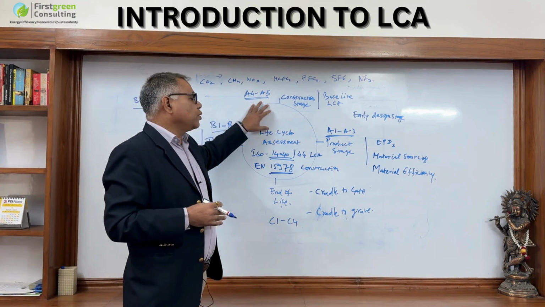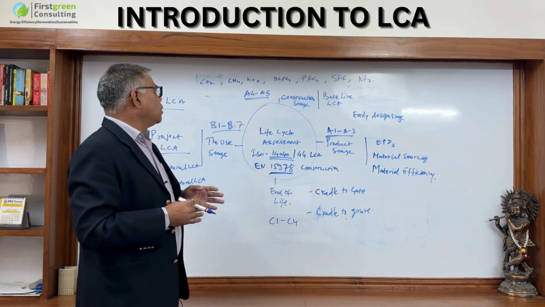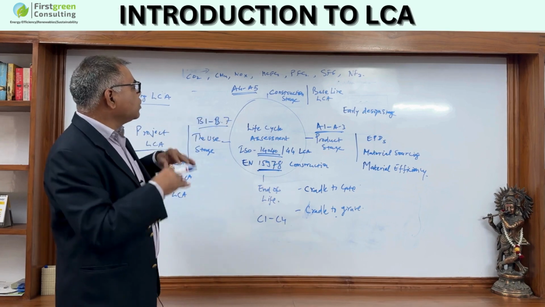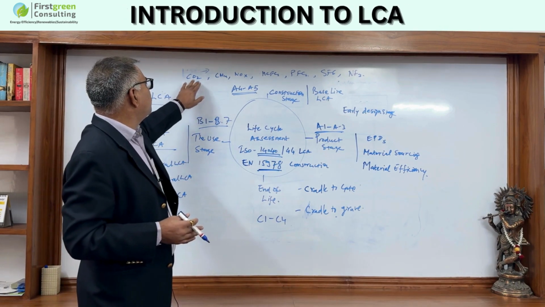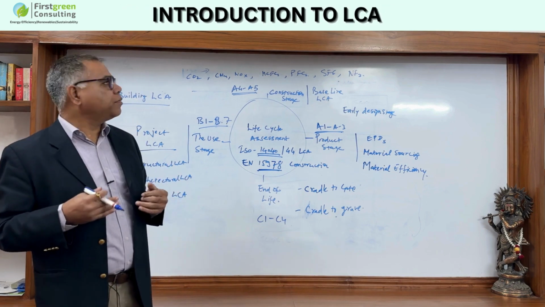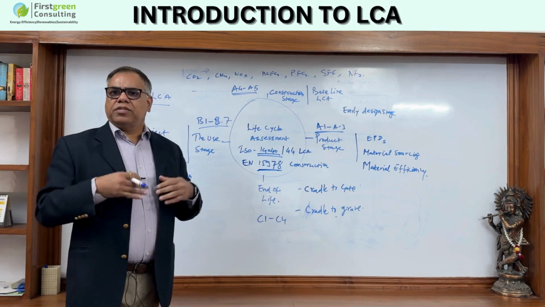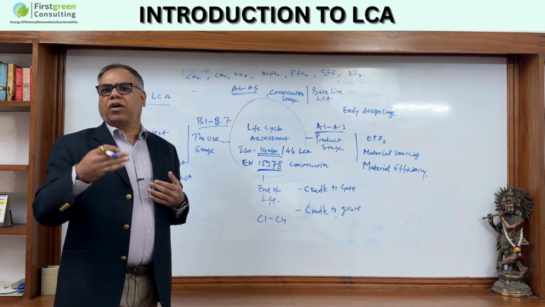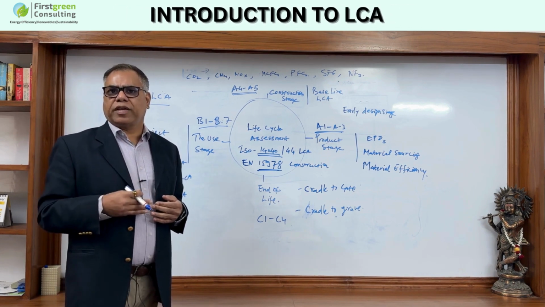For this purpose, you can calculate the individual emissions happening. We have already discussed what the emissions are. They are CO2, CH4, N2O, HFC, PFC, SF6 and NF3. These are the 7 categories of emissions which are generally accounted for as part of life cycle assessment.